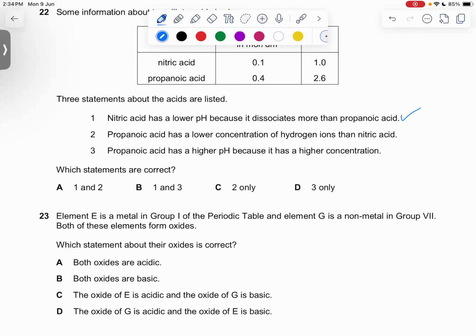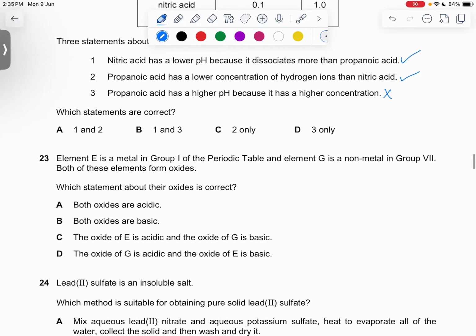Next, propanoic acid has a lower concentration of hydrogen ions than nitric acid. That is also true. Nitric acid has a higher concentration because of complete dissociation. Propanoic acid has a higher pH because it has a higher concentration. That is not correct. Propanoic acid has a higher pH because it is a weaker acid, not because it has a higher concentration. You can change the concentrations a bit as well.